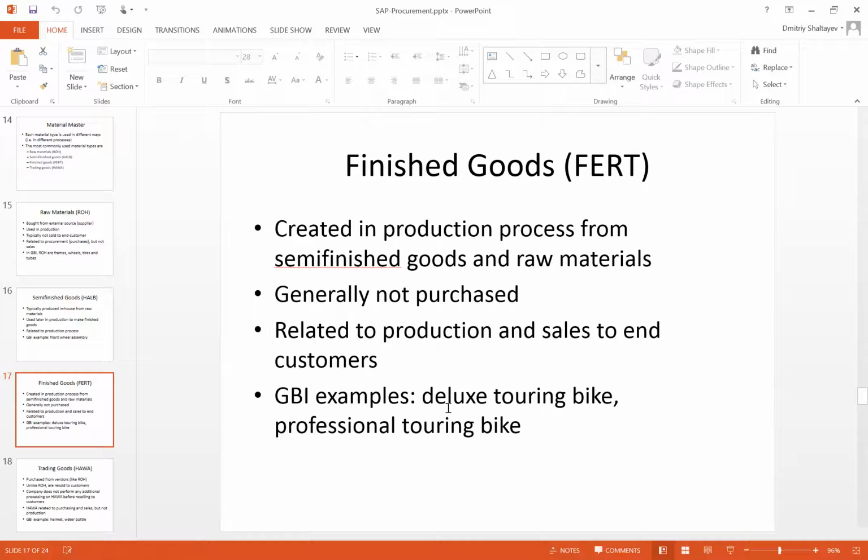Finished goods actually can be part of the production, because that's the result of the production, and also that's what I sell to my customers at the end when everything is manufactured. So they take a big part in the sales process.